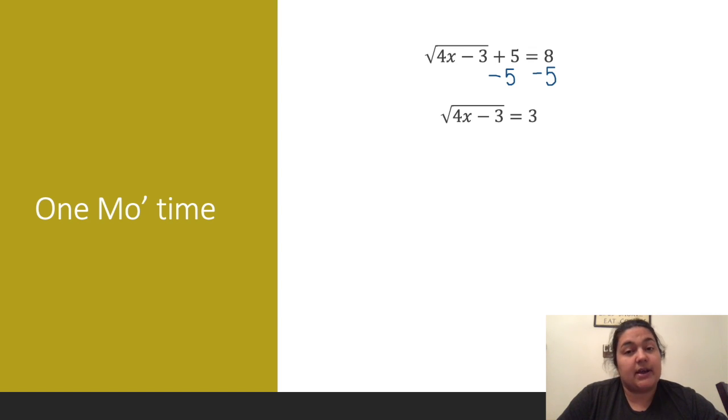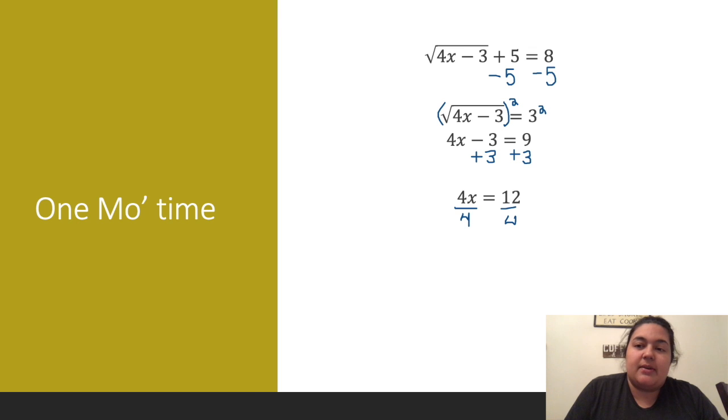Now that I've isolated the radical, I can square both sides. So I'm going to wrap that in a big parenthesis hug, square it, then square 3. When you square something that has a square root, they're inverse operations, so that cancels, and you're just left with what is under the square root sign, which is 4x minus 3. And then 3 squared is just 9. Now I can solve it like I would a normal equation and add 3 to both sides. 9 plus 3 is 12, so 4x is equal to 12. I'm going to divide both sides by 4, which means x is equal to 3.